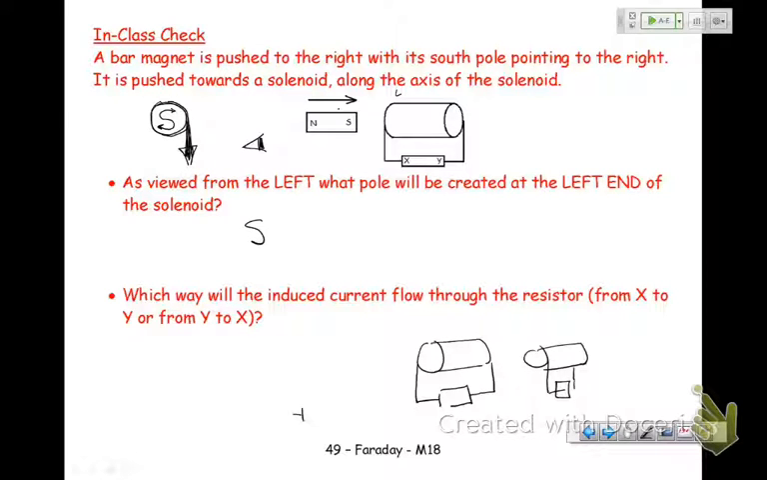Now I've got to erase these. In which way will the induced current flow through the resistor? So now I'm looking and I'm saying, okay, we said down, which means it's going that way, which means it's going X to Y.